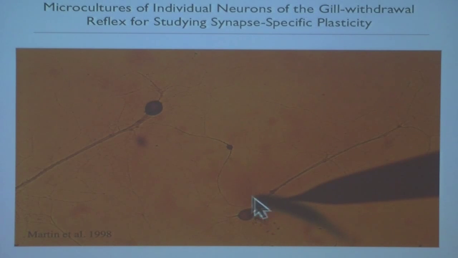So she puffed on one puff of serotonin. She saw nice facilitation lasting minutes, specific here and not there. That we knew before. Short-term facilitation, which is just local, is synapse-specific.